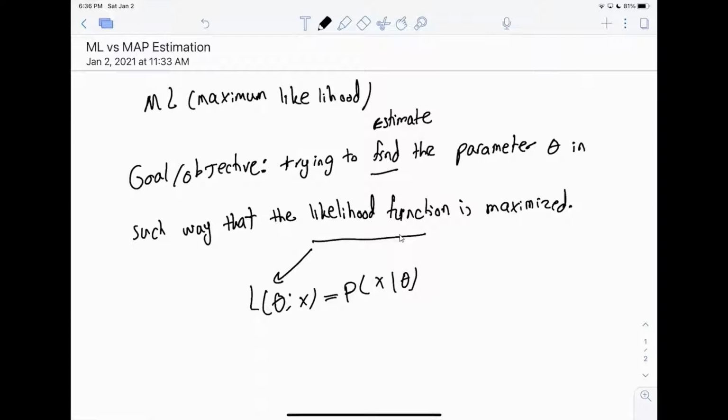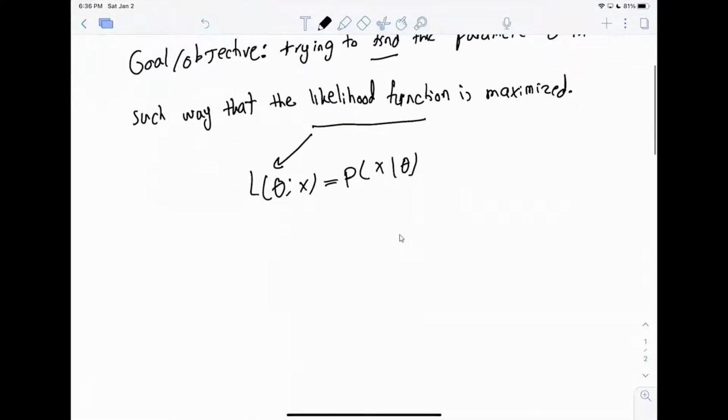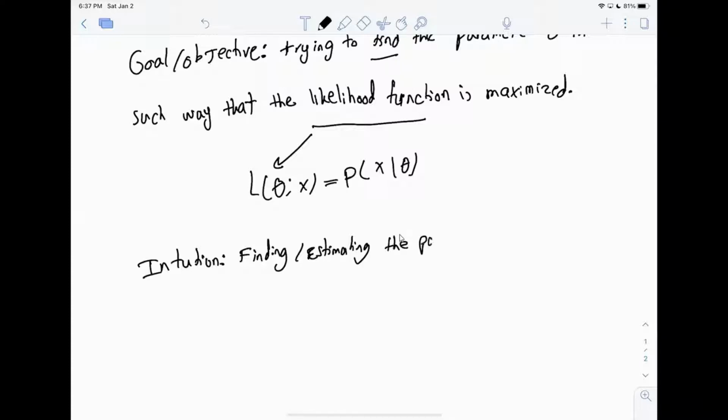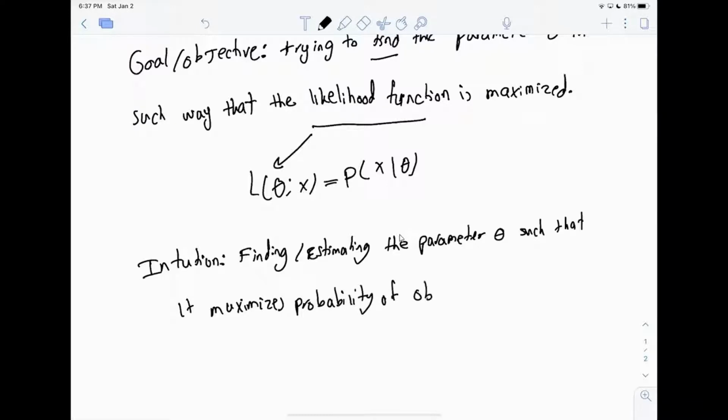So what's the intuitive meaning of maximum likelihood? Now that we understand that we are trying to maximize the likelihood function, I will write the intuition here. Intuition: finding or estimating the parameter theta such that it maximizes the probability of observing the data.